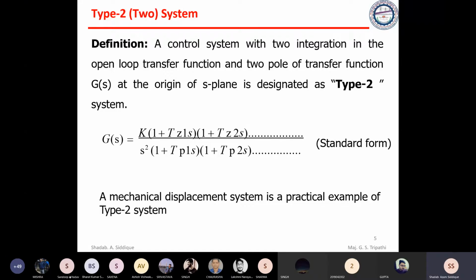And we substituted R of s as 1 by s, because in Laplace, if we have a unit step input, we can have r of t is equal to 1, and if you take Laplace, then R of s is equal to 1 by s. Or you can say r of t is equal to u of t, and if you take Laplace, that will be R of s is equal to 1 by s.